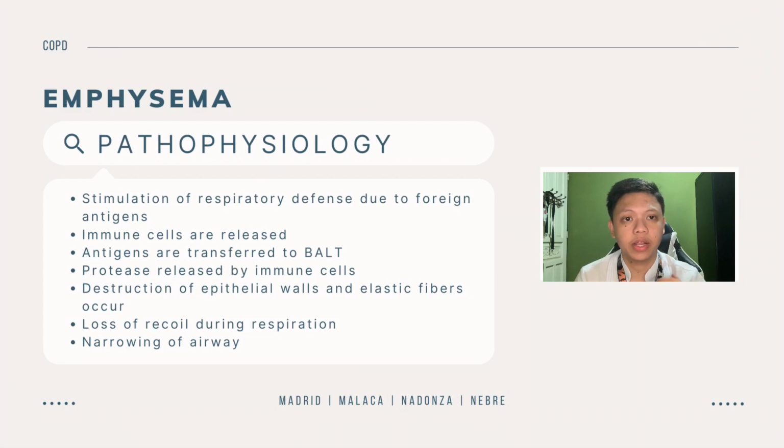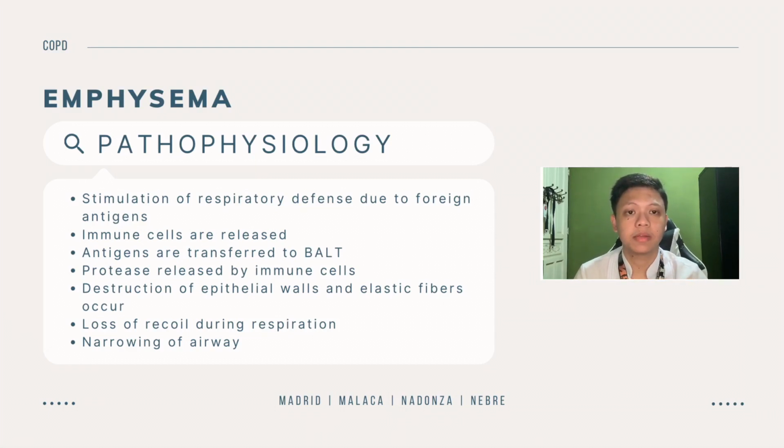Emphysema will begin when foreign antigens such as the toxins from tobacco smoke or irritants such as air pollution enter the lungs, and these will stimulate the respiratory immune system. The respiratory immune system will release immune cells, specifically macrophages and eosinophils. So these immune cells will transport the antigens to the BALT or the bronchial associated lymphatic tissue layer. After the antigens have been transported to the BALT, the immune cells, specifically the macrophages, will release proteases. So these proteases are enzymes that break down peptide bonds of proteins, and these proteases will gradually damage the epithelial tissues or epithelial walls in the alveoli.